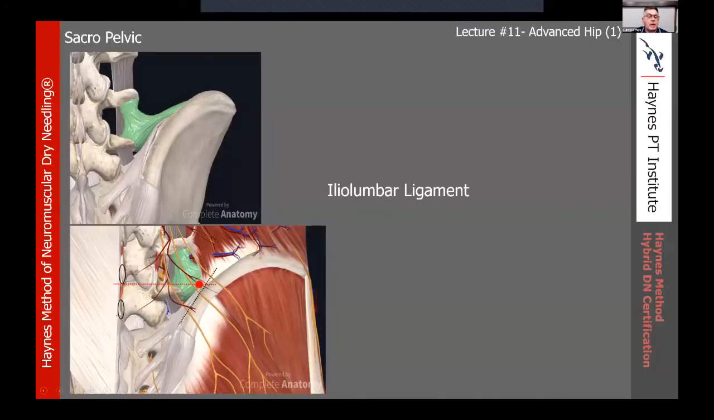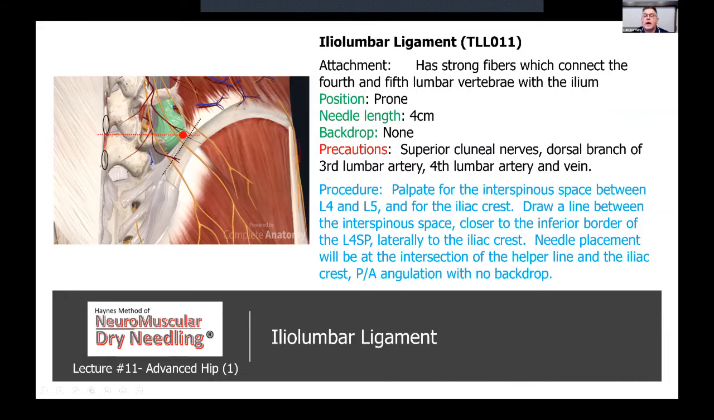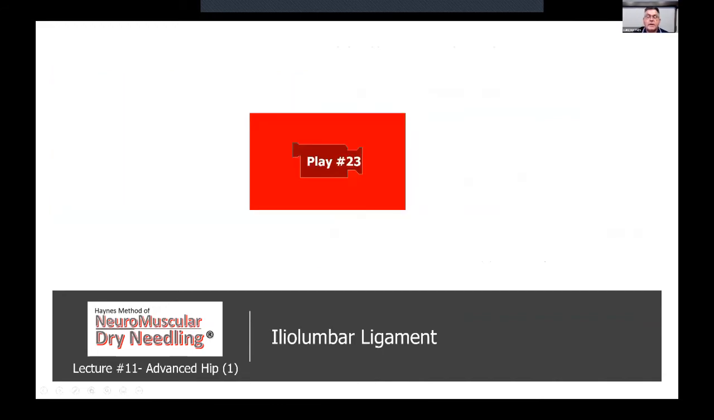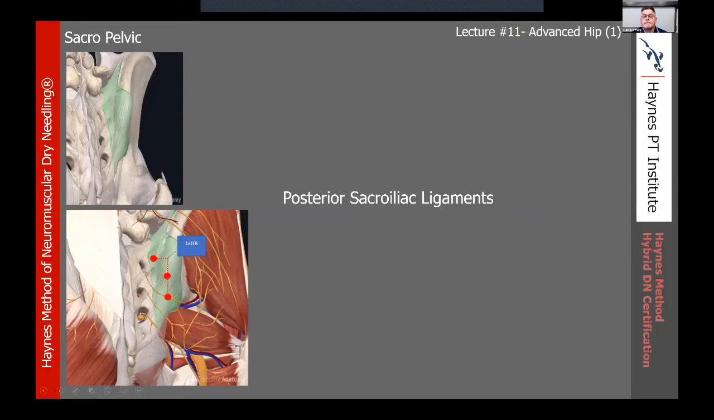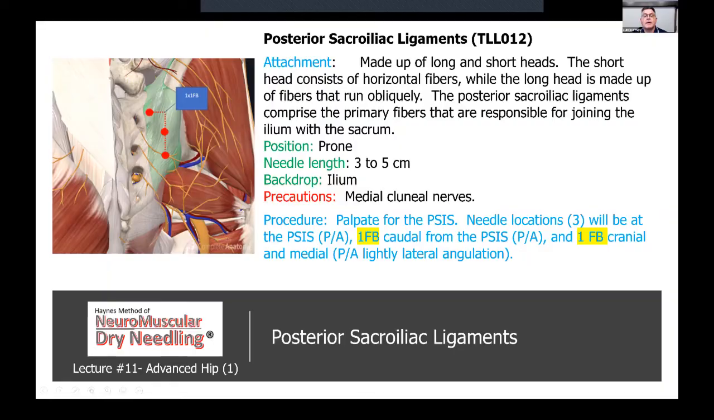Okay, the iliolumbar ligament. We talked previously about coming 2 finger breadths superior to the PSIS. Here, what we'll do is, let's just come to it. We'll palpate for the interspinous space between L4 and L5.